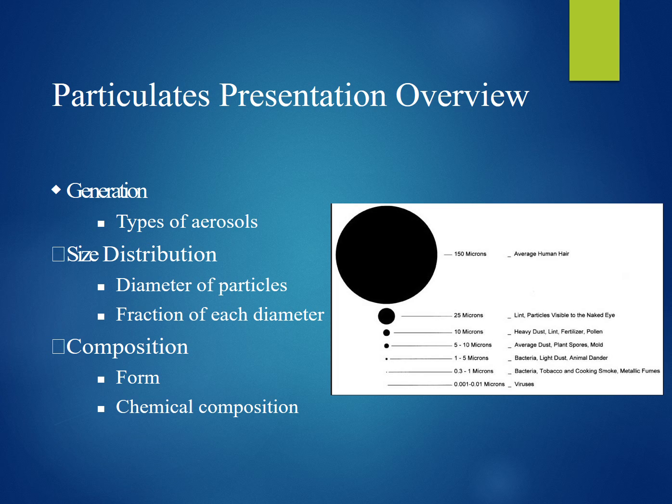Plant spores and mold spores are between 5 and 10 microns. Bacteria and animal dander are about 1 to 5 microns. Tobacco and cooking smoke and metallic fumes are between 0.3 and 1 micron in size. Viruses are very small at 0.001 to 0.01 microns in diameter.